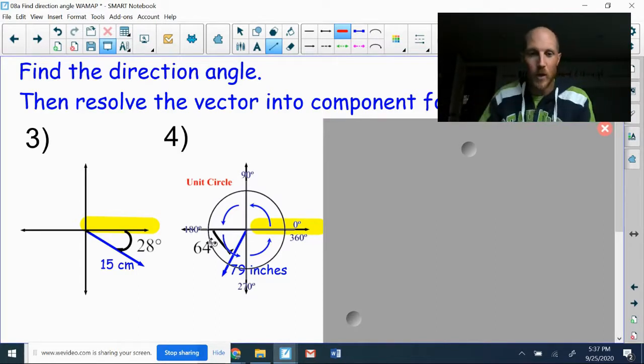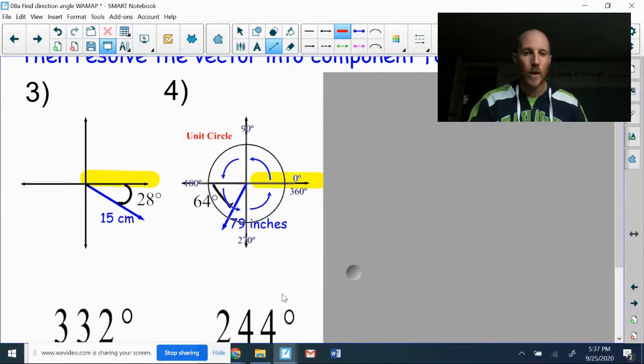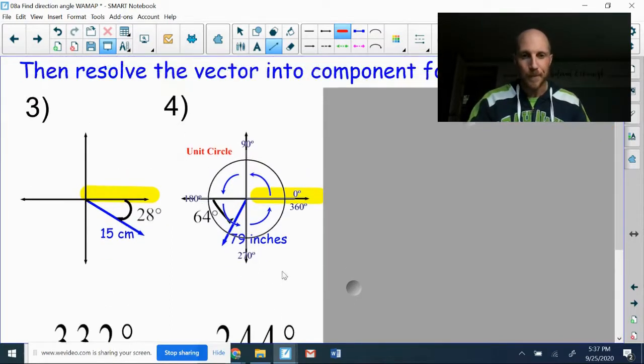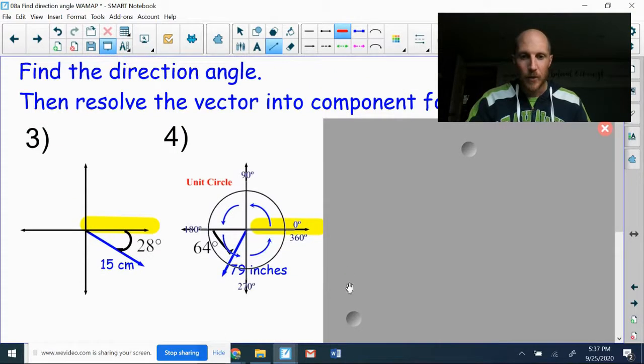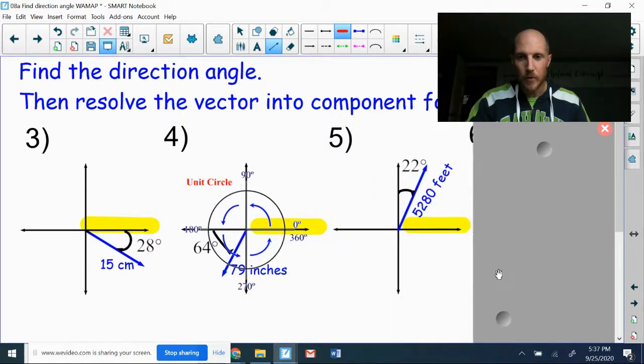It's counterclockwise, same direction, so I can add, right? Match up which angle is along the negative part of the x-axis. That's 180 degrees right there. And so I'm going to add the 180 plus that 64 since I'm going the same direction. And real fast, the mental math, 180 plus 64 is 244. Okay, well, let's do another one. Number 5.